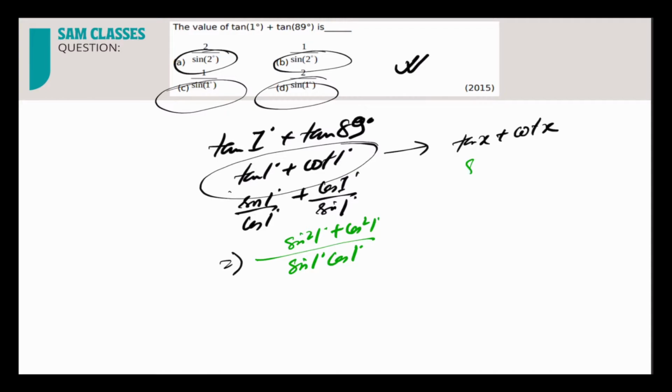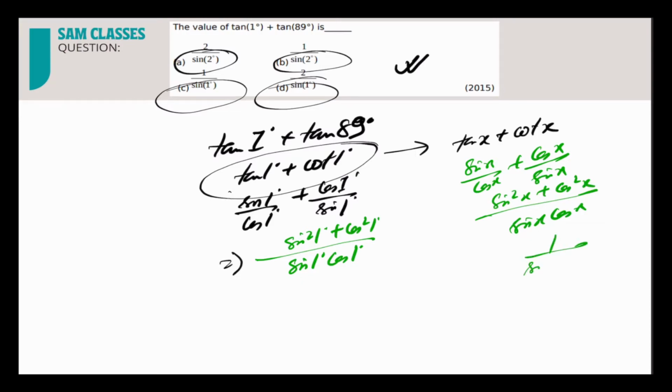So sin x by cos x plus cos x by sin x. Correct. Do the LCM, sin x cos x. Here you will get sin square x plus cos square x. So you got here 1 by sin x cos x. Now what you want to do? Multiply with 2 top and bottom. Now I'll say, so why are we multiplying with 2, sir? Top and bottom.